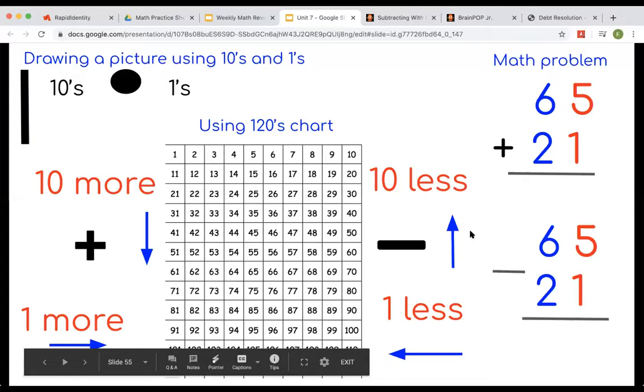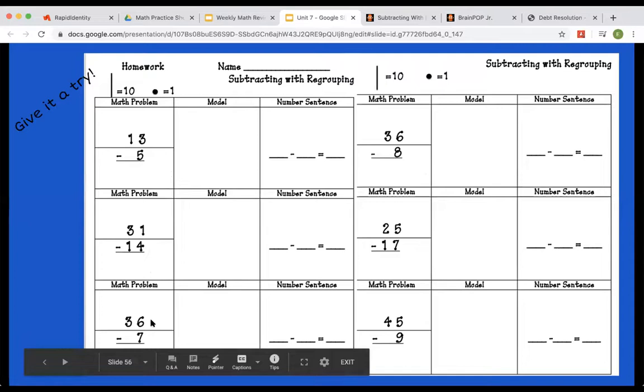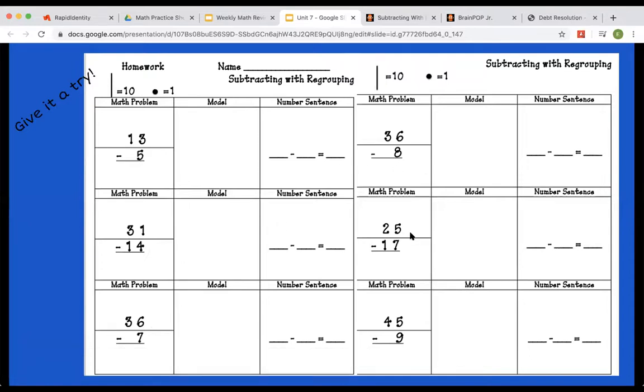You are going to be doing the same thing. And so I'm going to share with you what your work this evening is going to look like. And I know you're going to do awesome. So here is your homework. Subtracting with regrouping. 13 minus 5, 31 minus 14, 36 minus 7, 36 minus 8, 25 minus 17, 45 minus 9.